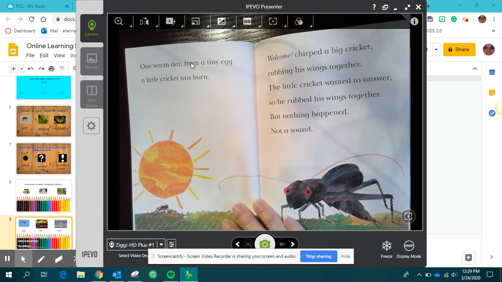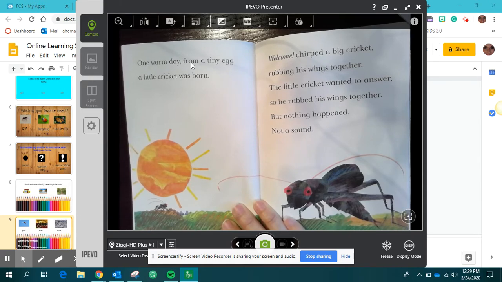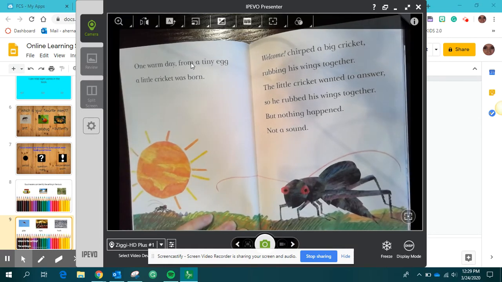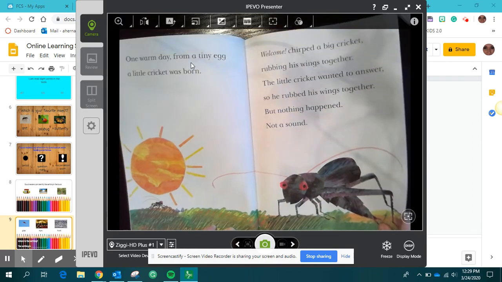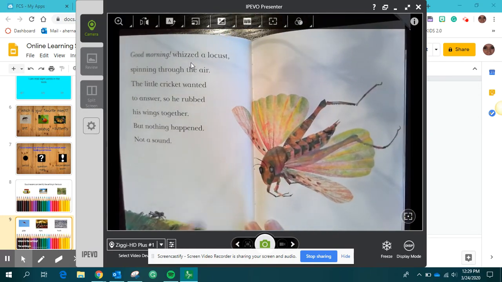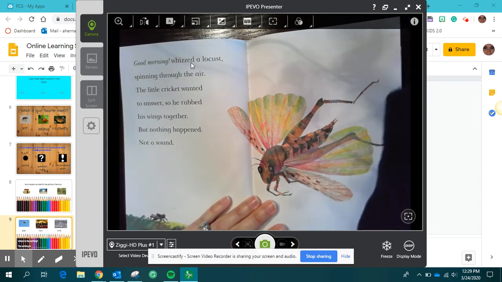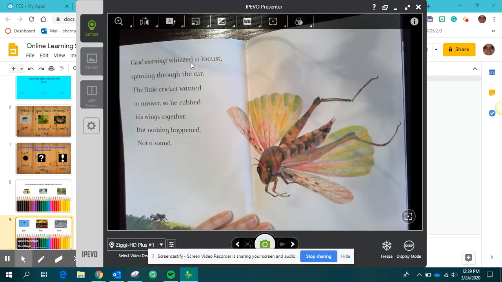One warm day, from a tiny egg, a little cricket was born. "Welcome," chirped a big cricket, rubbing his wings together. The little cricket wanted to answer, so he rubbed his wings together, but nothing happened, not a sound. "Good morning," whizzed a locust, spinning through the air. The little cricket wanted to answer, so he rubbed his wings together, but nothing happened, not a sound.